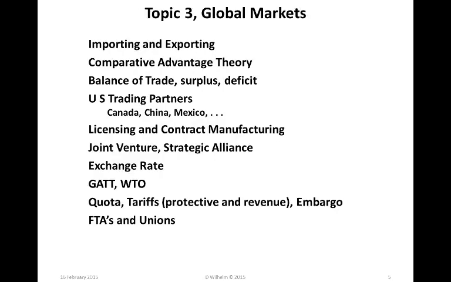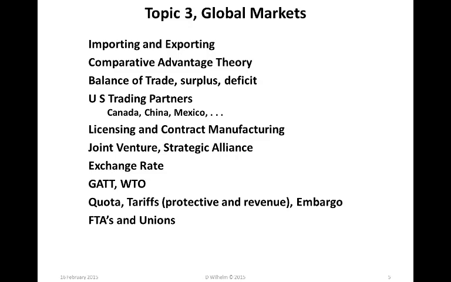Global markets, importing and exporting. Importing, we buy from other countries. Exporting, we produce and send our goods to those other countries. Comparative advantage theory says that whoever can do something the best and cheapest should do that, and let other countries do what they do best and cheapest, and that is a good basis for trade.